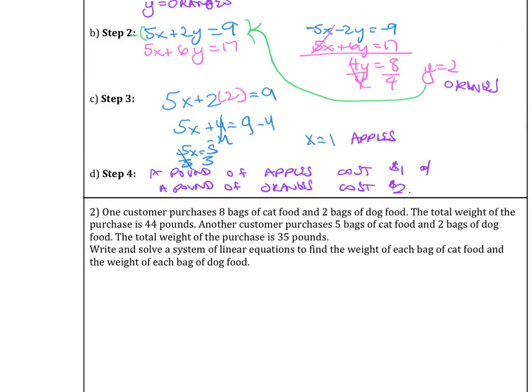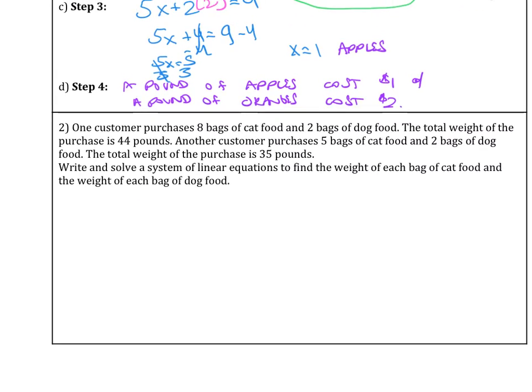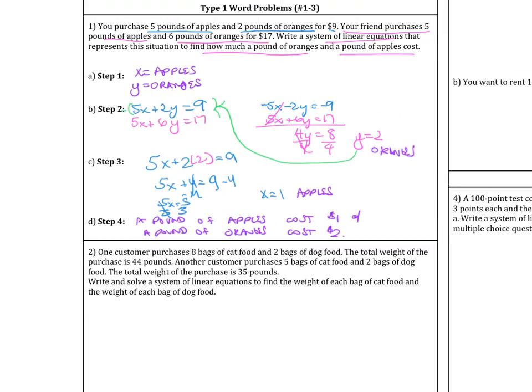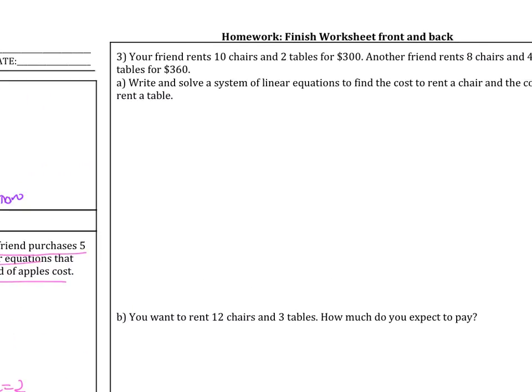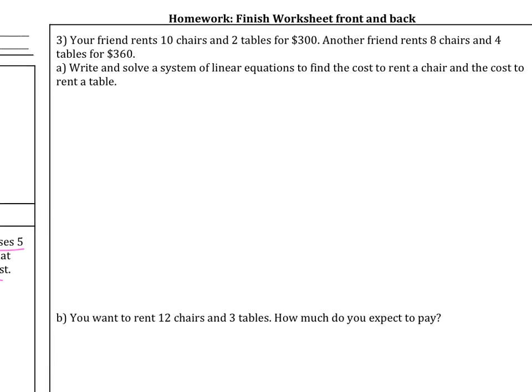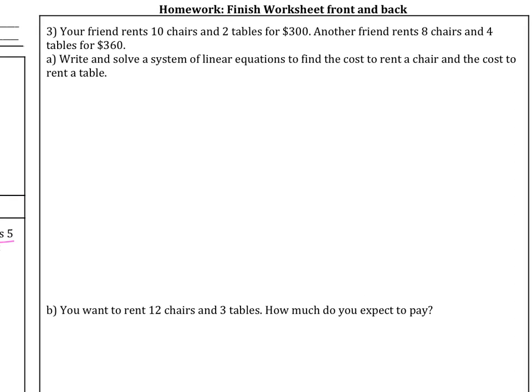Okay, now these are similar to numbers 6 and 7, so it's on the back of your worksheet, but it has to do with the bags of cat food and dog food, so that's very similar to this problem. And the other one that's similar to this is the chairs and tables, okay? And so on your sheet, that is number 6 and 7.